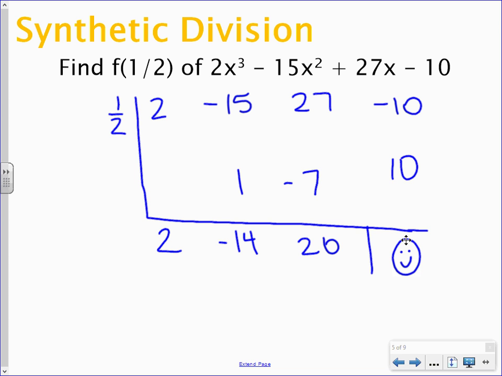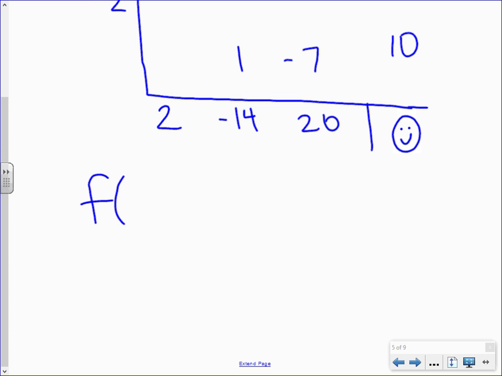What does it mean? What does it mean if our remainder is 0? First of all, f of 1/2 is 0. Graphically, what's happening there? We have an x-intercept, okay? Or you can call it a 0. We have a 0, okay?